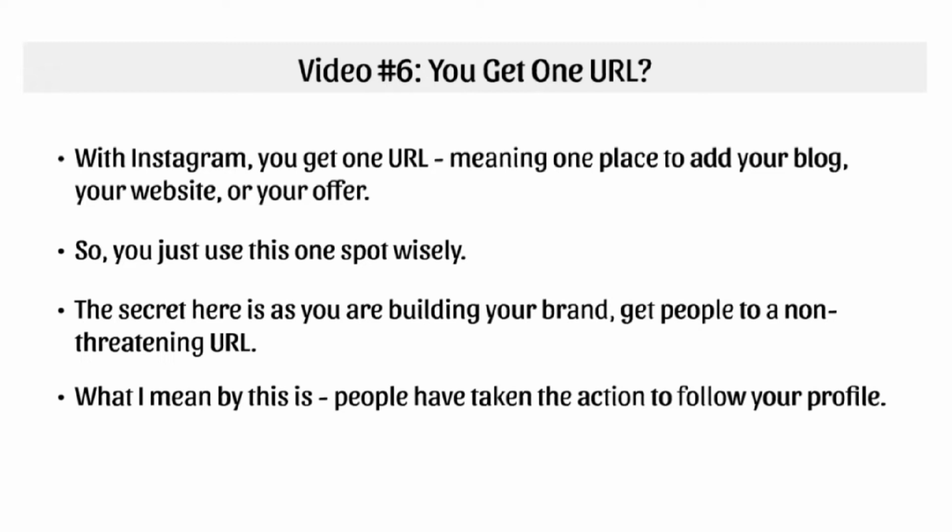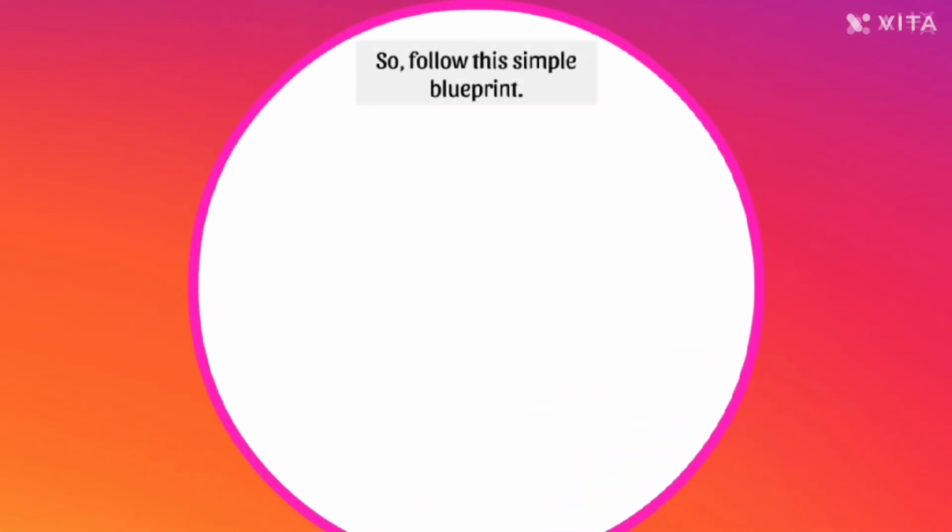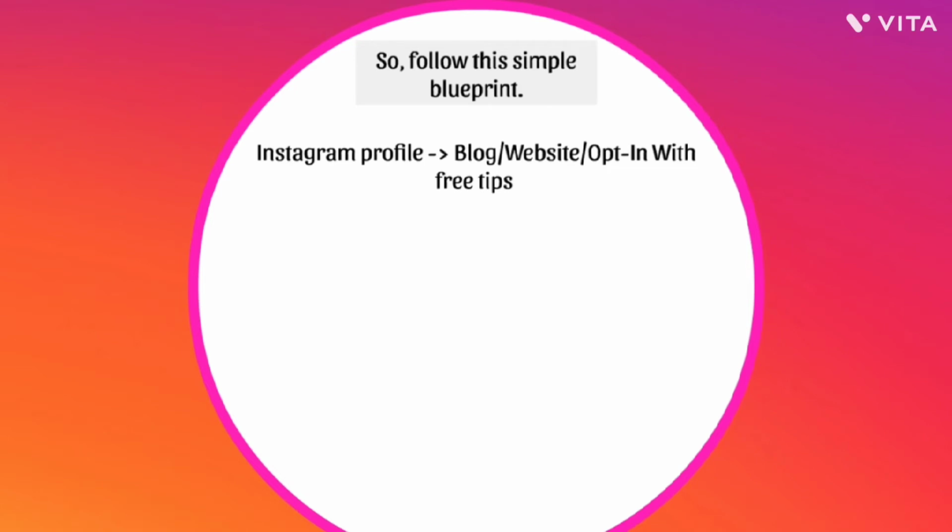People have taken the action to follow your profile, but they're still getting to know you, right? They're still trying to build that identity, build that relationship with you. So you still need to gain their trust. So here's a basic blueprint that you can follow: from the Instagram profile, I recommend that you direct them to either a blog, your website, or an opt-in with free tips. So you're still trying to build their trust. They're still semi-cold traffic. If you send them to a blog with more content, more free information, then that's going to gain their trust. They're more likely to want more, right?